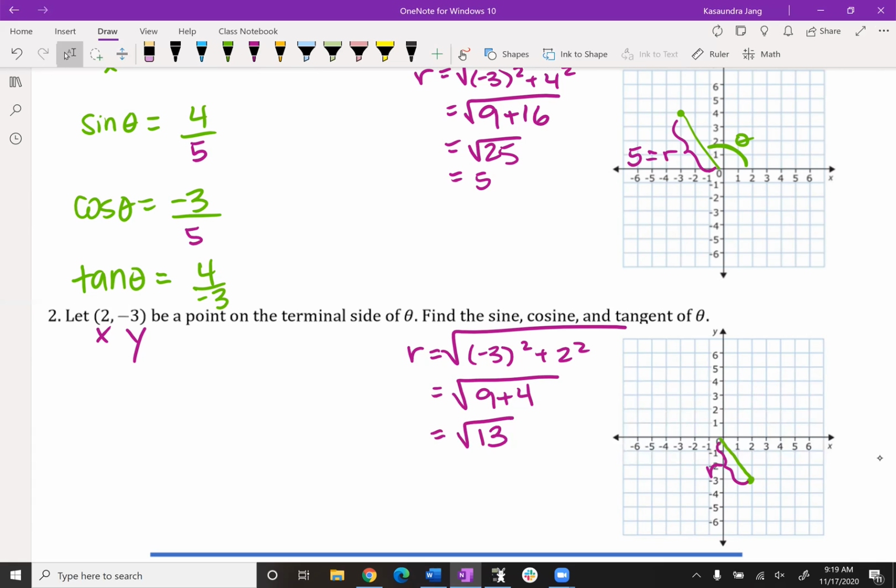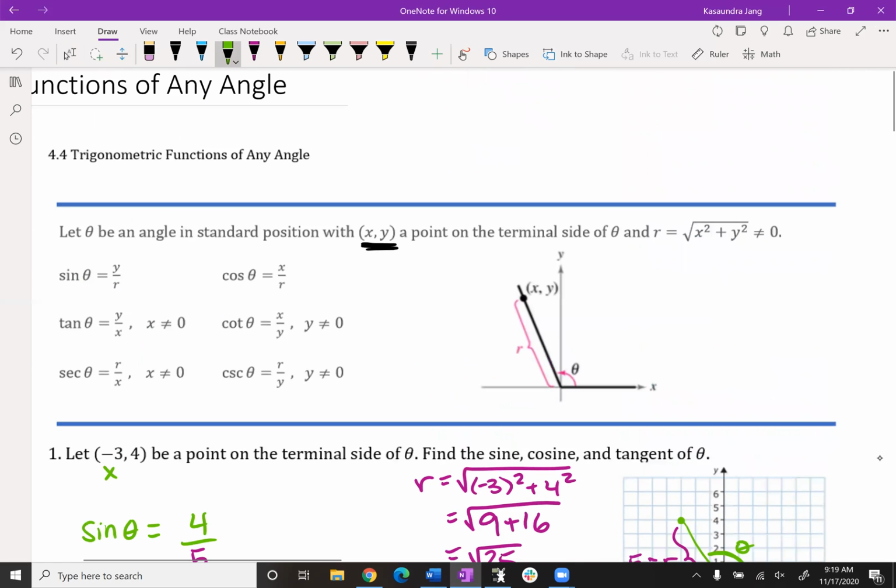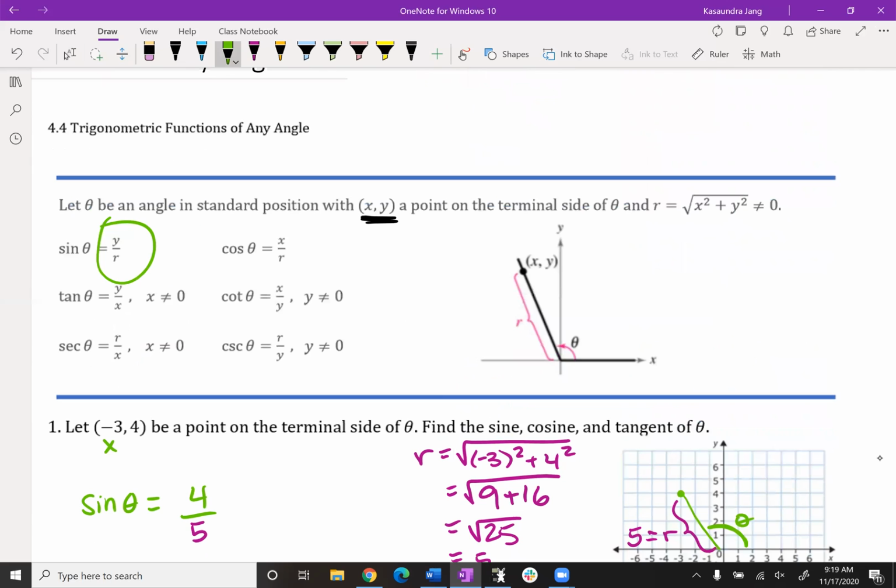Yes. Nice. Okay, so then let's do our sine of theta. I don't even know what angle this is. I'm just doing sine of theta, cosine theta, and tangent of theta. Okay. So according to my little information up here, sine is the y over the radius r.